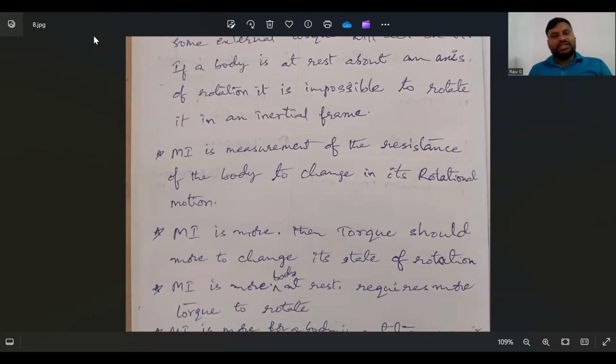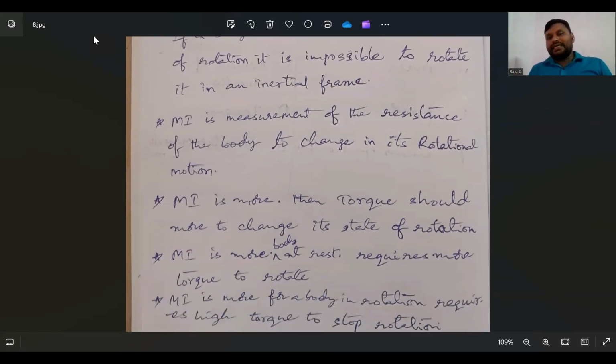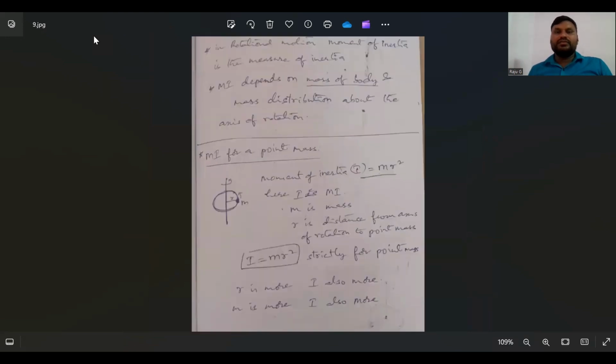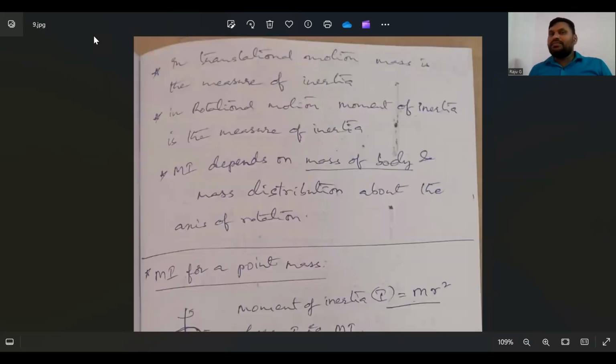If the moment of inertia, MI, is more, then the torque should be more to change the state of rotation. MI is more for a body at rest, which requires more torque to rotate. And MI is more for a body in rotation, which requires more torque to stop rotation. So I hope you understand what moment of inertia is. Again, moment of inertia is a measure of the resistance of the body to change in its rotational motion. In translational motion, mass is the measure of inertia, as I said earlier. In rotational motion, moment of inertia is the measure of inertia.